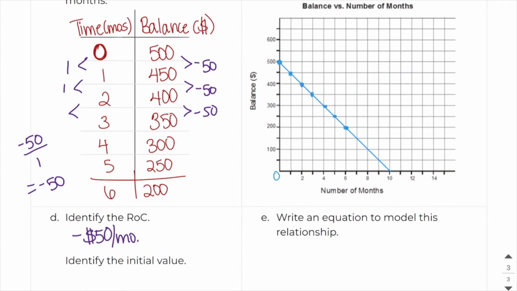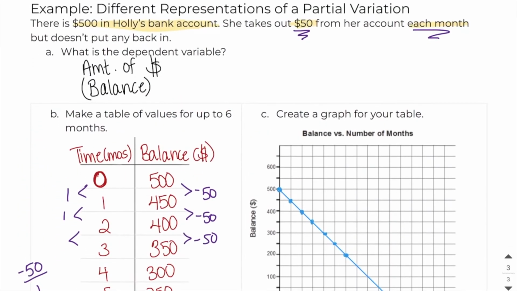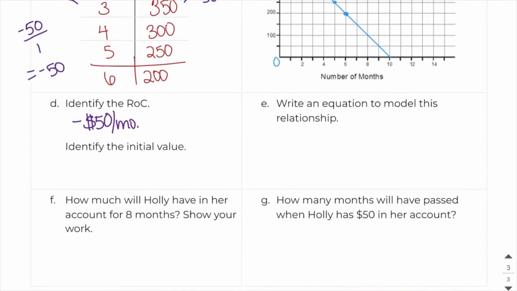Now, for identifying the initial value, same thing, we have a lot of options to figure that out. Our first option is it tells us that Holly originally had $500 in her bank account. We also know from our table that she started off with $500. And we also know from our graph that she started off with $500. Again, a lot of different places where we can find these answers.